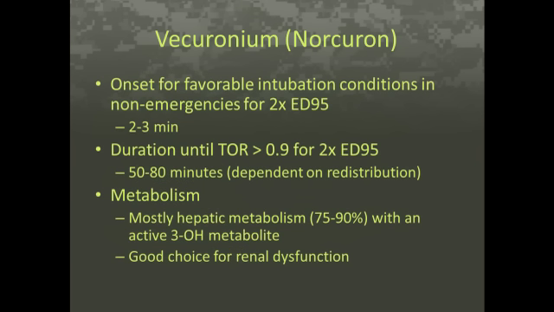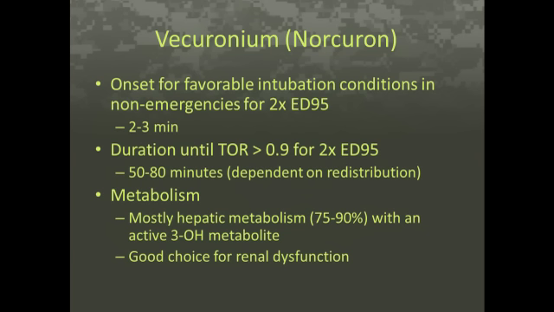When Vecuronium is used for intubation, the onset for favorable intubation conditions in non-emergencies when 2 times ED95 is used, the onset is approximately 2 to 3 minutes. The duration of action until return of 90% of a train of 4 is approximately 50 to 80 minutes.